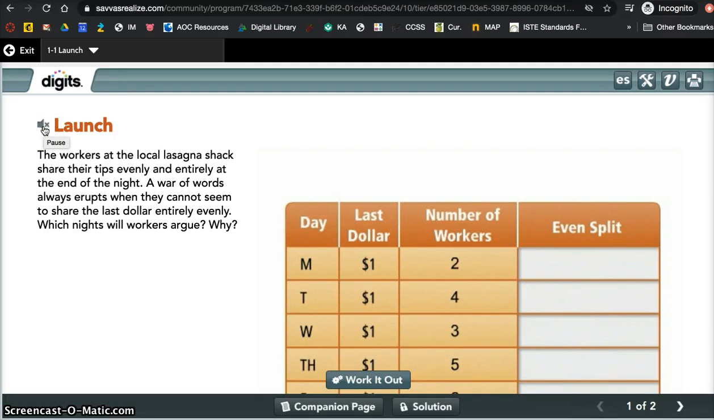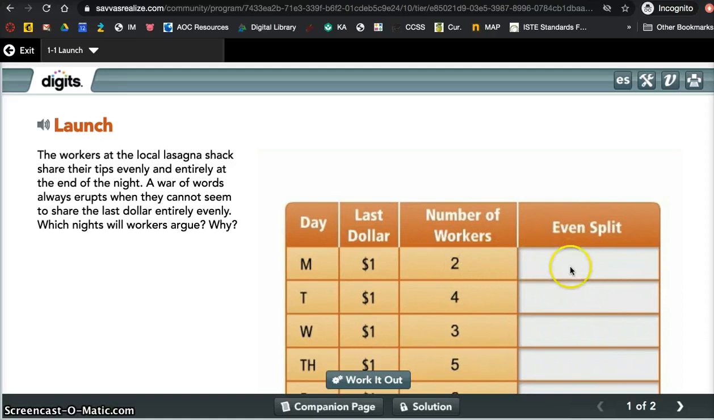The workers at the local lasagna shack share their tips evenly and entirely at the end of the night. A war of words always erupts when they cannot seem to share the last dollar entirely evenly. Which nights will workers argue? Why? Okay, so on Monday, the last dollar is $1, and there are 2 workers.